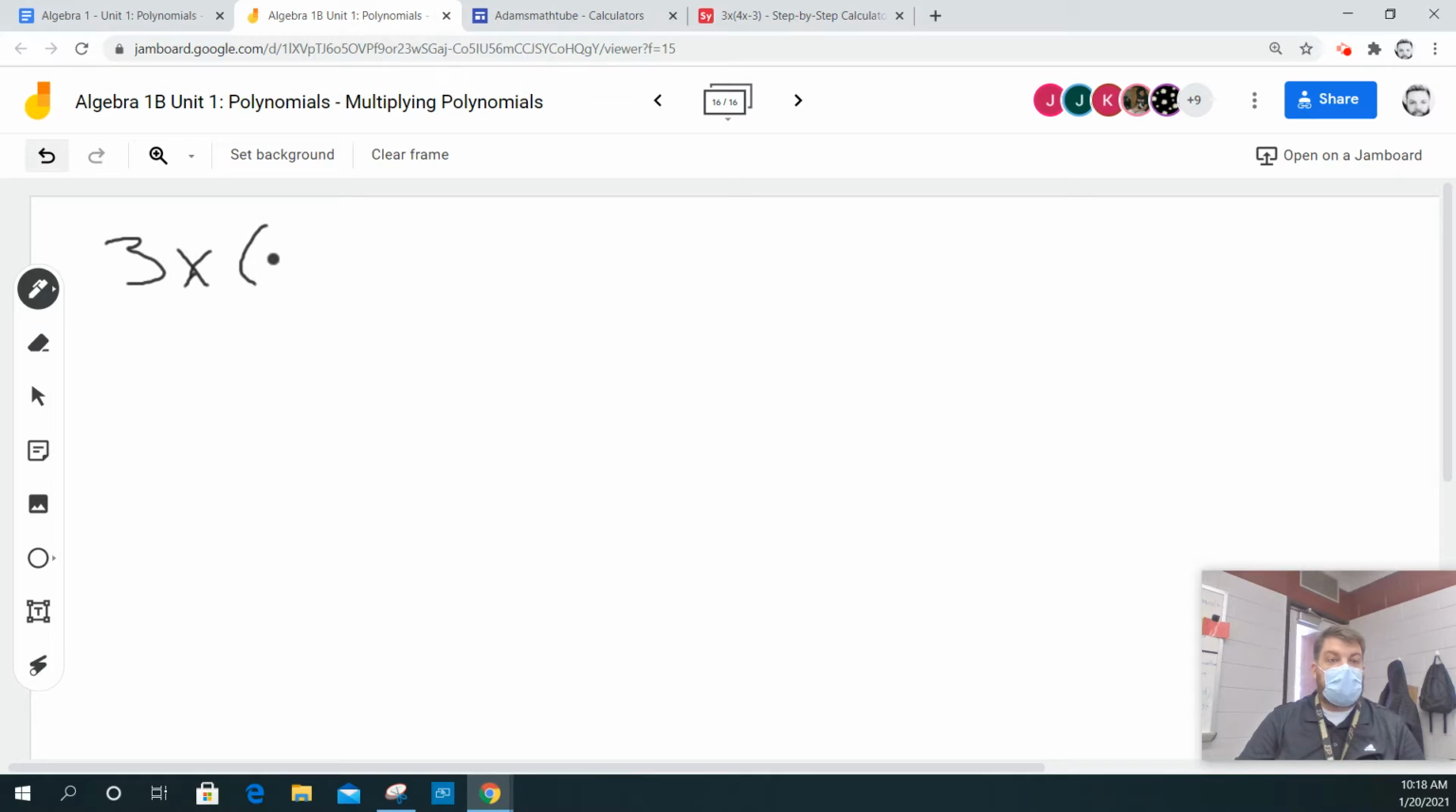So I got 3x times the quantity negative 2x plus 7, minus 5 times the quantity x minus 1 times the quantity 4x minus 3.